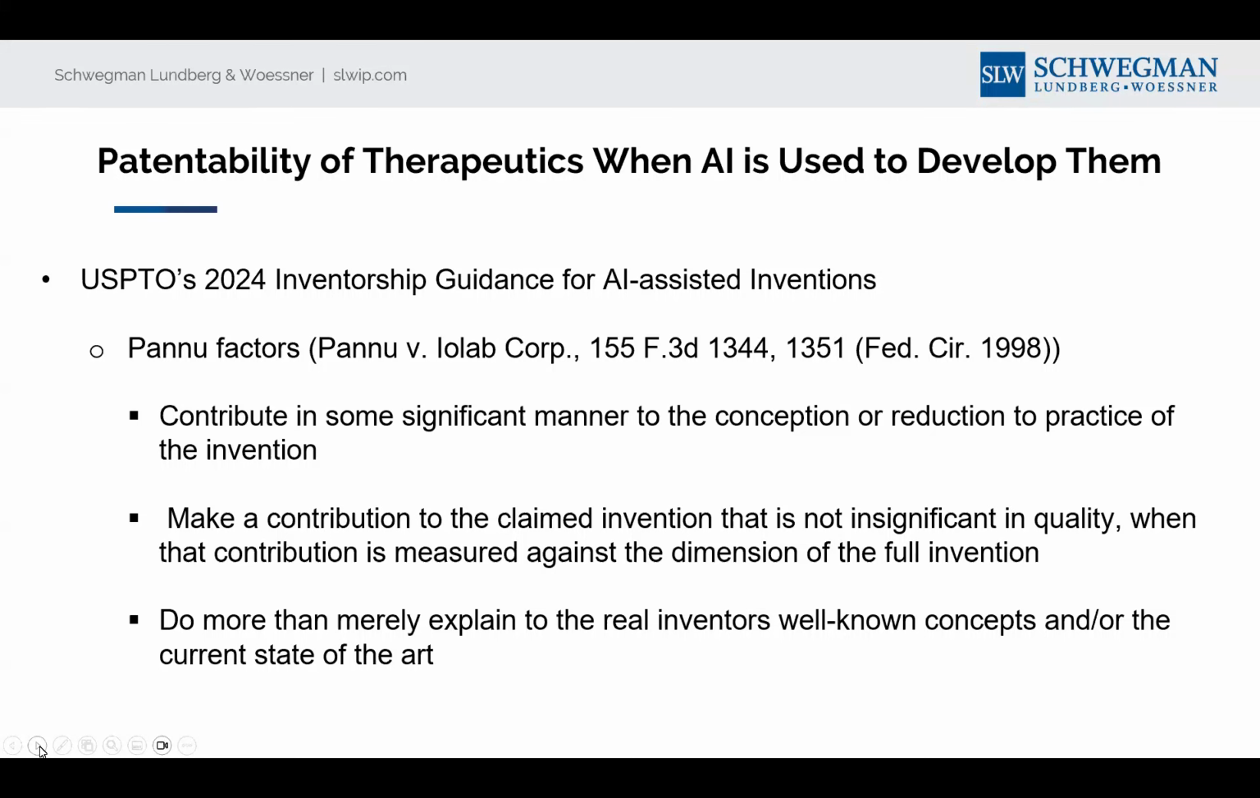Generative AI is definitely used to write code, but there's a lot of human intervention in that. And so I think that's a little bit harder to make a case that AI is an inventor. It could be, maybe down the road something that may happen, but I haven't seen that now.